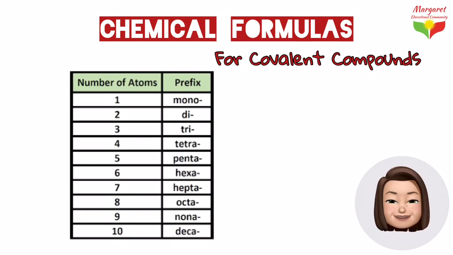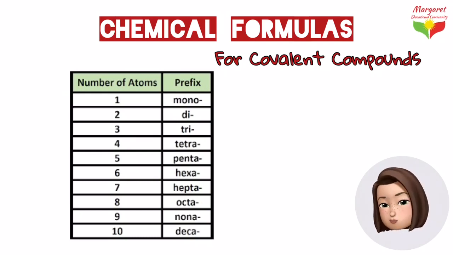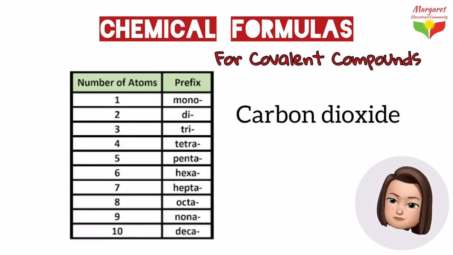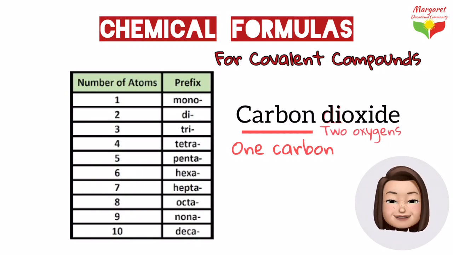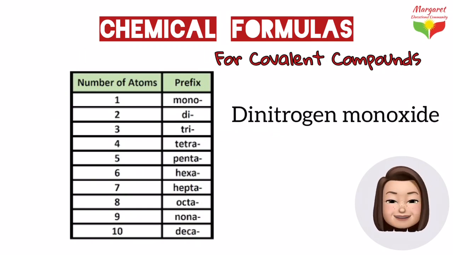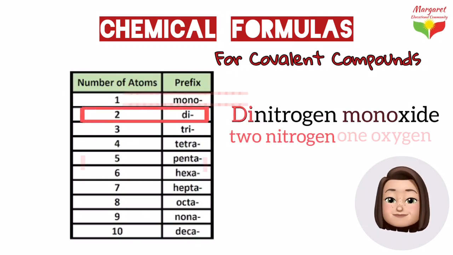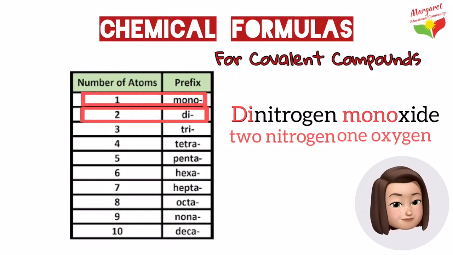Mono, di, tri, tetra, penta, hexa, hepta, octa, nona, deca. So, if you see these prefixes before the name of any atom, it means that the molecule contains that amount of atoms. For example, when we say carbon dioxide, it means there is a carbon and 2 oxygens. When you say dinitrogen monoxide, it means there are 2 nitrogens and 1 oxygen.